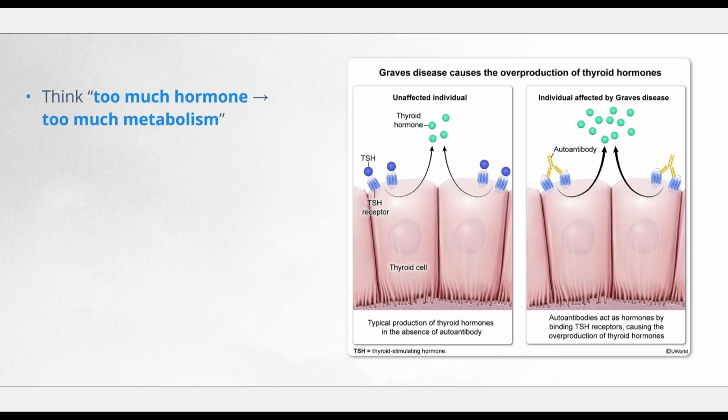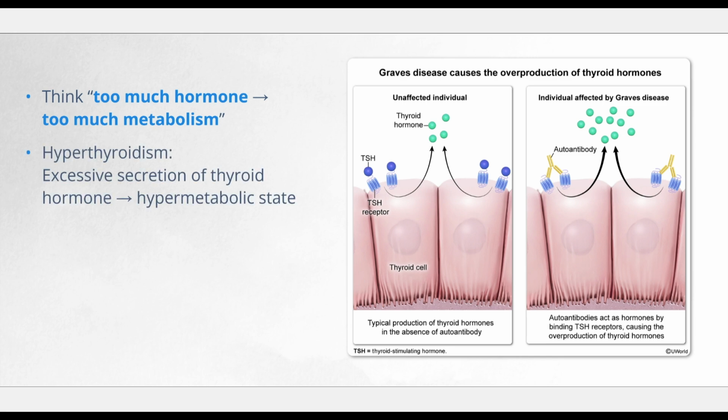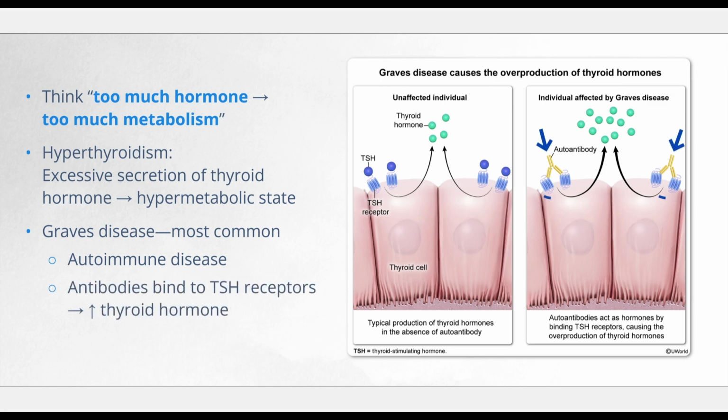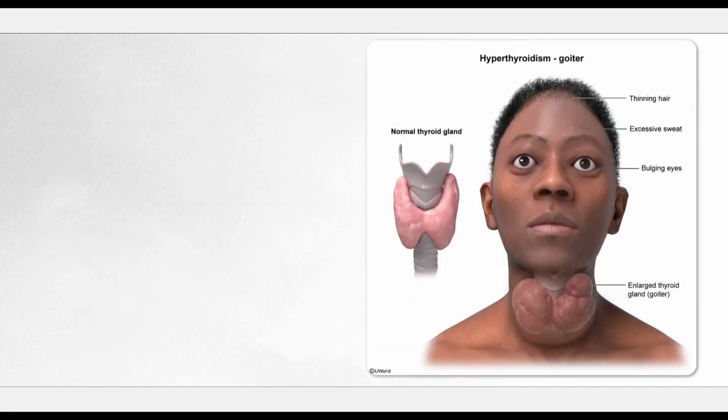Hyperthyroidism is caused by too much thyroid hormone, which results in too much metabolism. So clients with hyperthyroidism are in a constant hypermetabolic state. The most common cause of hyperthyroidism is Graves' disease. As depicted on the right, this is an autoimmune disease where antibodies attach to TSH receptors and cause the overproduction of thyroid hormones. Like we said before, hyperthyroidism results in a hypermetabolic or overactive state.